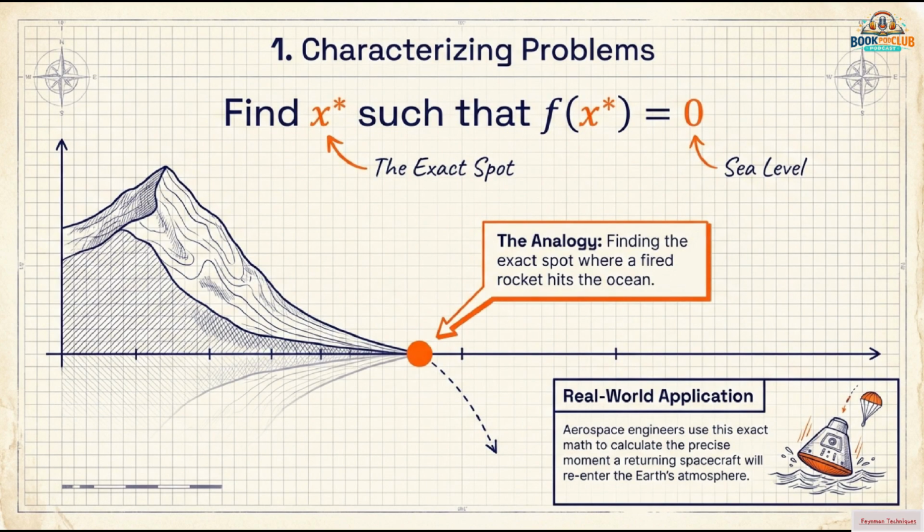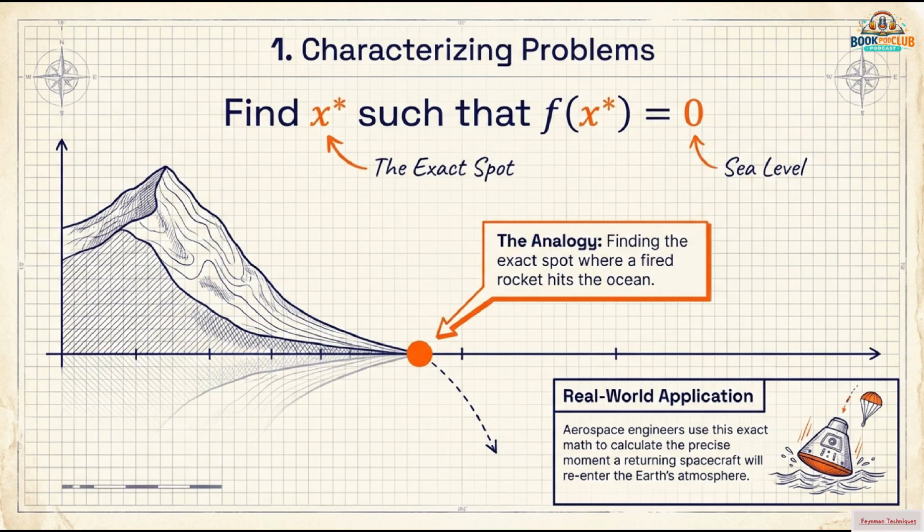So let's start with section 1, the basics of the hunt. Because before you start looking, you need to know exactly what you are looking for. Right, you have to define the goal. And slide 1 characterizes the problem with this foundational mathematical expression. It's written as f of x star equals 0. Yeah, f of x star equals 0.